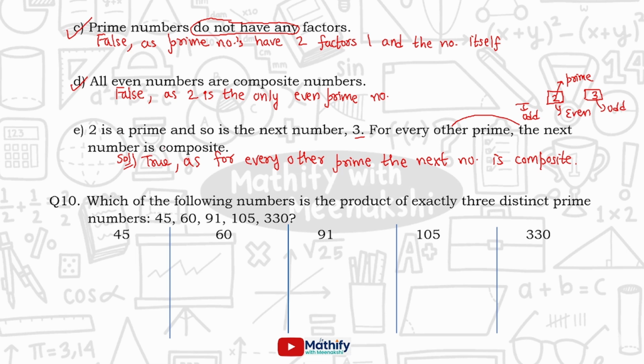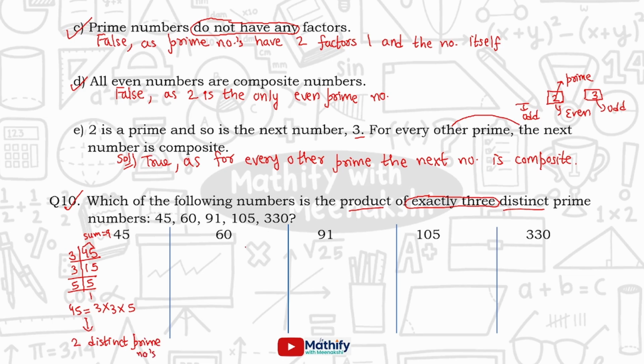Now question number 10. Which of the following numbers is the product of exactly 3 distinct prime numbers? This is very important, that we need exactly 3 numbers and they should be distinct. So let's do this. We'll take the prime factorization. First take the prime factorization of 45. As you know the sum of digits is 9, so it's always divisible by 3. 3 into 15, then again 3 into 5, and then 5 into 1. So here you can write that 45 is 3 into 3 into 5. So here we have two distinct prime numbers, but they are saying we need exactly 3.